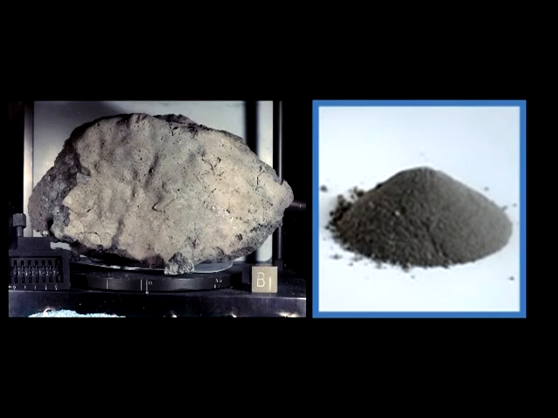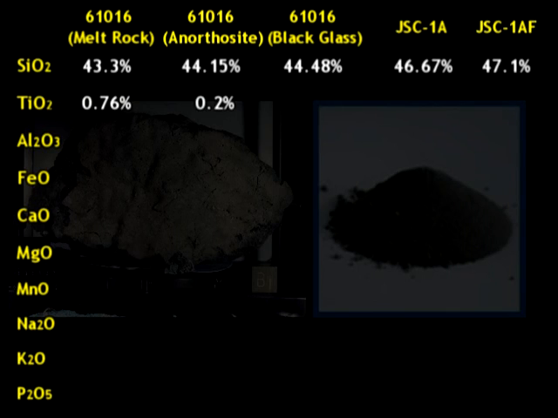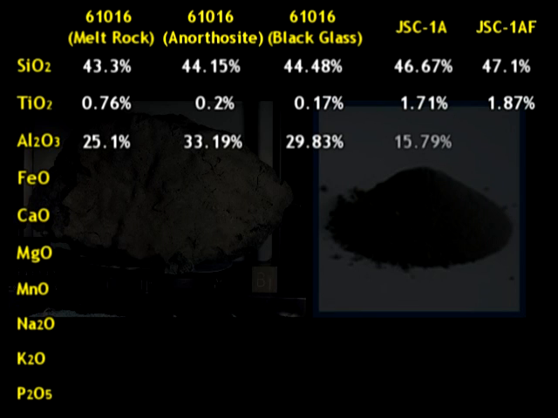Broadly speaking, the chemical composition for Big Muley and Orbitech's Earth basalt-derived lunar regolith simulants are as follows. For example, for SiO2, Big Muley melt rock is 43.3% silicon dioxide, its anorthosite is 44.15% silicon dioxide, and its black glass is 44.48% silicon dioxide, whereas JSC-1A is 46.67% silicon dioxide, and JSC-1AF is 47.1% silicon dioxide.